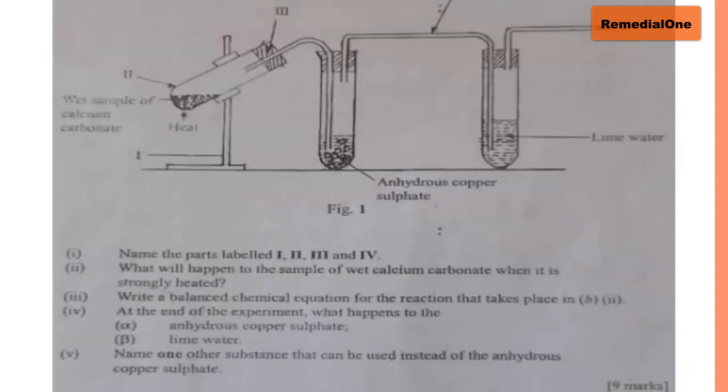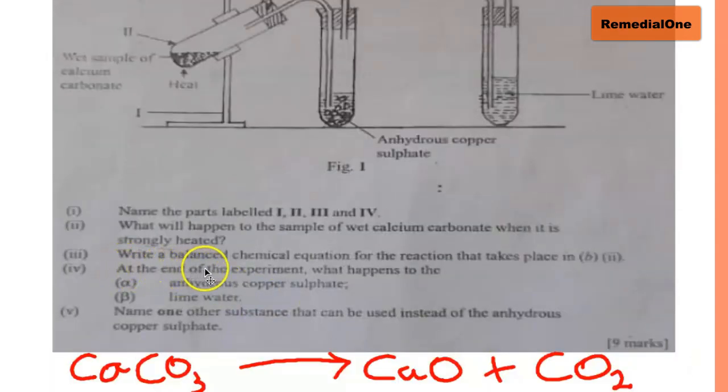Then let's continue. Then IV. At the end of the experiment, what happens to the anhydrous copper sulfate? So this is anhydrous copper sulfate. What happens to it at the end of the experiment? Then B: what happens to the lime water? This is the lime water. So what will happen to this lime water at the end of the experiment? Then the last question is: name one other substance that can be used instead of the anhydrous copper sulfate.